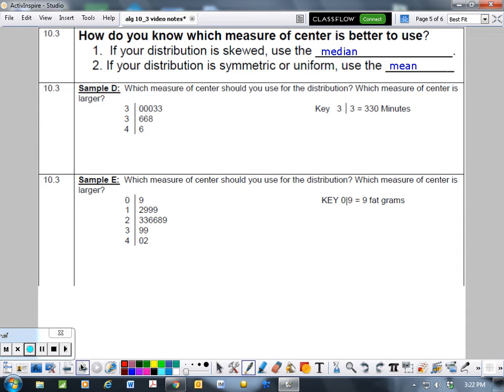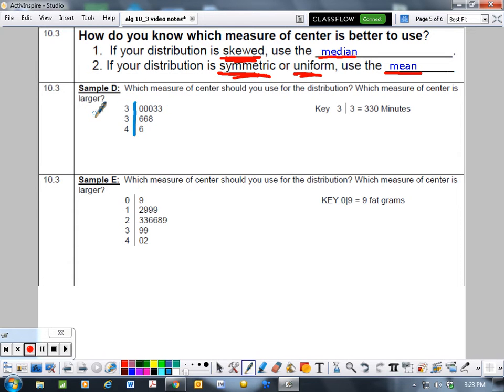And so what we learn in statistics is that if you have a skewed distribution, you're going to use the median. If it's symmetric or uniform, you're going to use the mean. So now we're going to use this idea of what's my shape, and then what center should I use. So when I'm looking at my stem plot on sample D, a good idea is to think of this as the bottom, and this is the left.